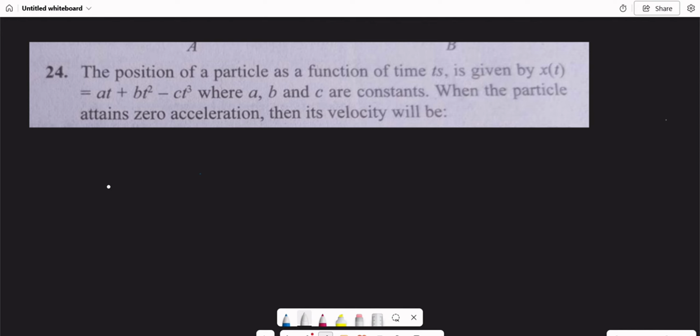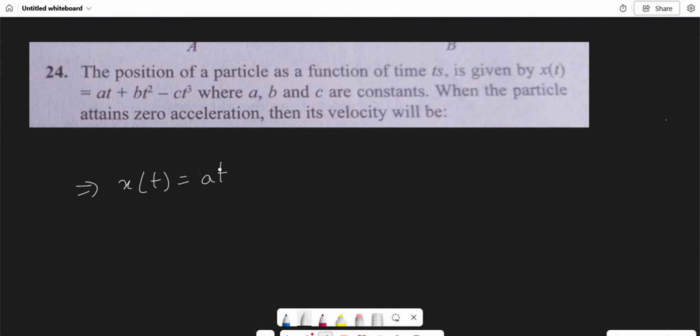So let us start solving it in a step-by-step approach. So this is the position function. The function means the position is varying with time, and it is a cubic variation. So you need not worry about cubic or quartic variation. We have to find the velocity and the acceleration because it is asking when the acceleration is zero.